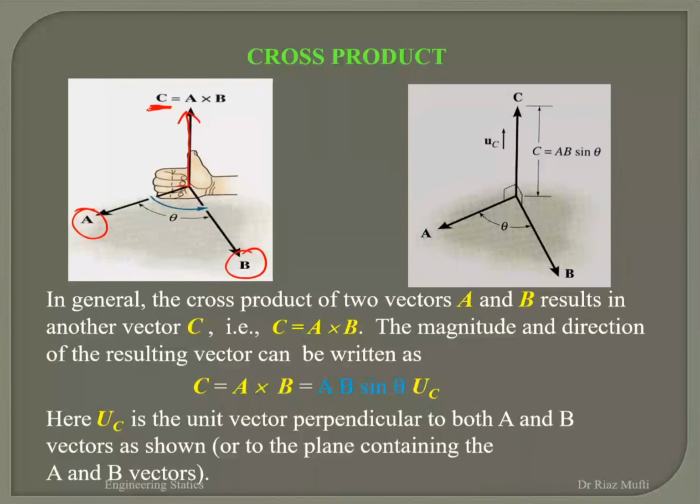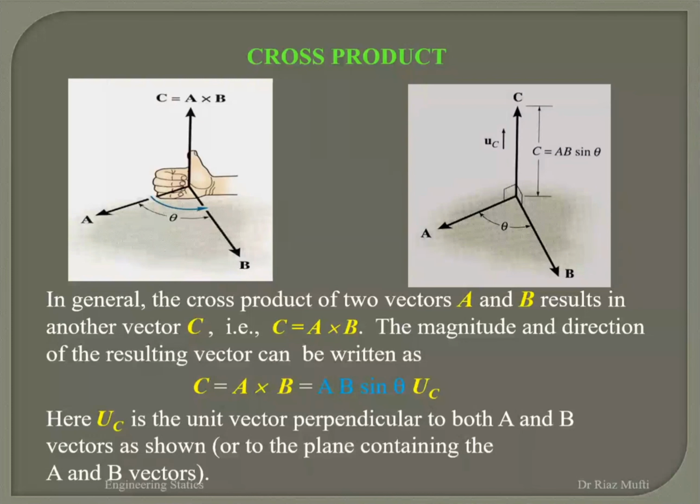So how do you figure out the direction? It's basically the right hand rule. You curl the direction of your fingers in the direction of the cross rotation, that is from A to B. You curl your fingers from A to B. The direction of the thumb gives you the direction of the third vector, which is C.